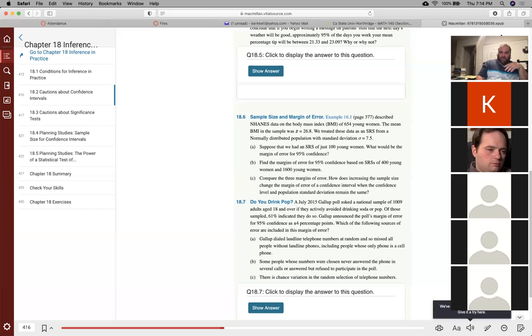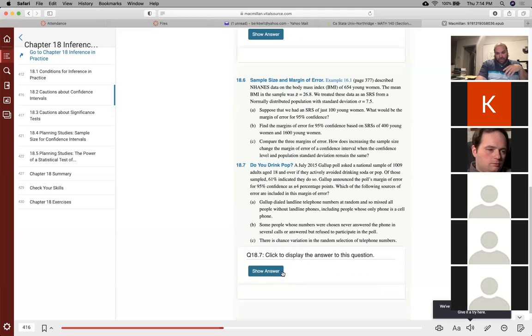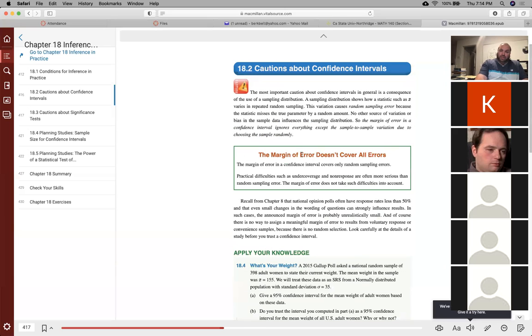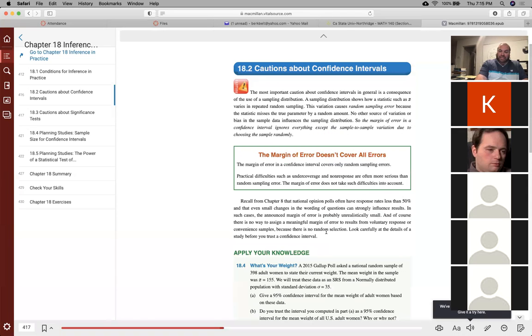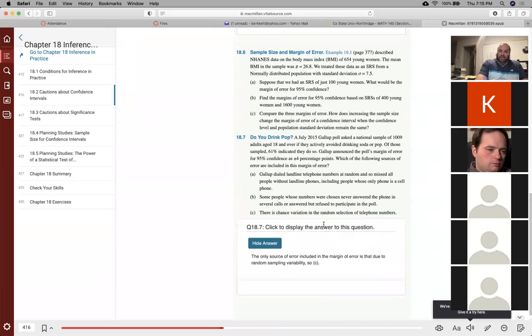A or C? All right. So the answer, Danitza, is C. Because remember what we said earlier, the margin of error does not cover all errors. It covers only random sampling errors. A is not a random sampling error. A is an error based upon your methodology.